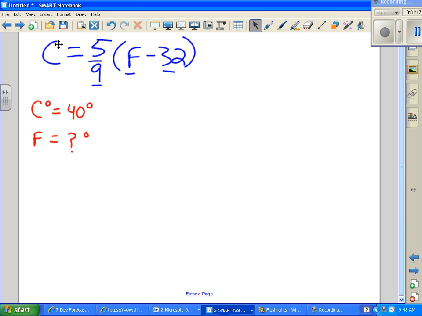So I'm going to switch colors here now and lay this out for you. Let's go with black. First thing we have to do is substitute our 40 into our formula. Take what the problem gives you. So plug in your 40 as the C. So let's rewrite that now as 40 degrees equals 5 over 9 times the quantity F minus 32.